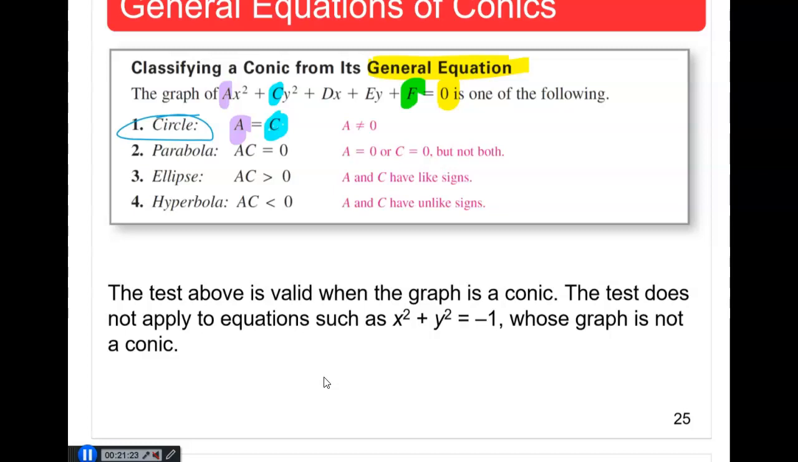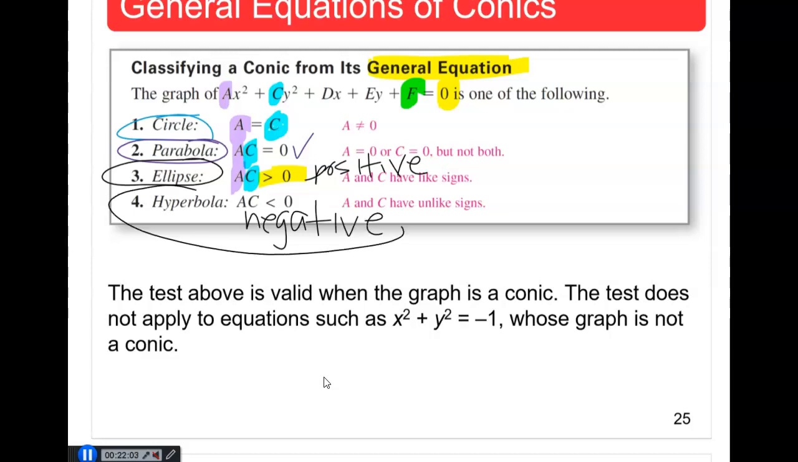For a parabola, we take the product of A times C, and if that gives us 0, then we have a parabola. Now, if we do that same product and we get a number that is positive, greater than 0, then we know we have an ellipse. And if the product happens to be negative, then we have a hyperbola. So those are the 4 cases that we're going to work with.